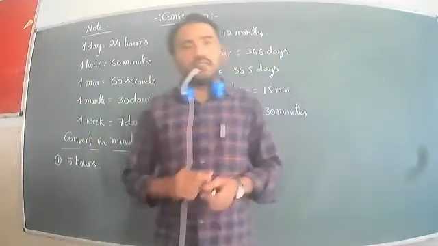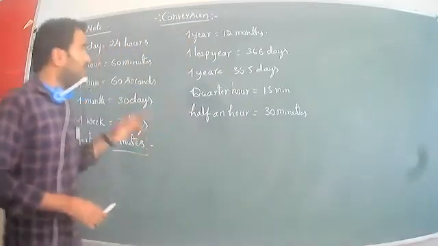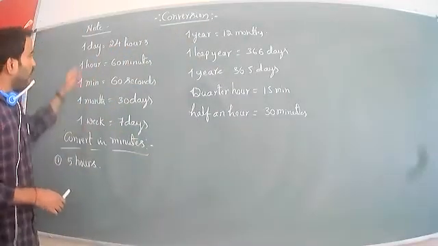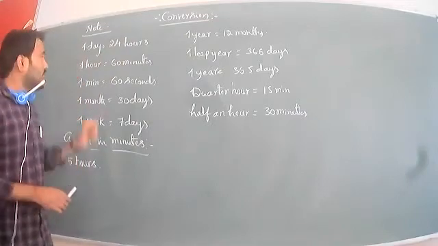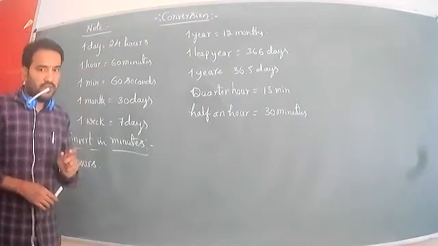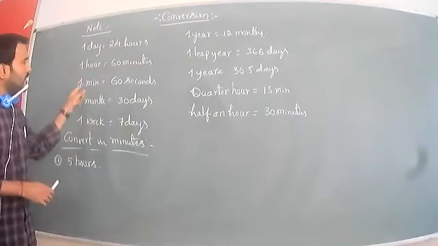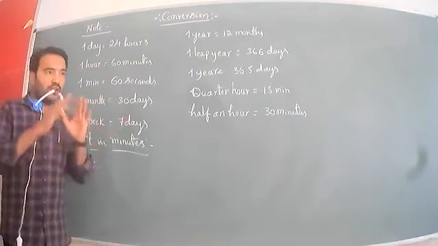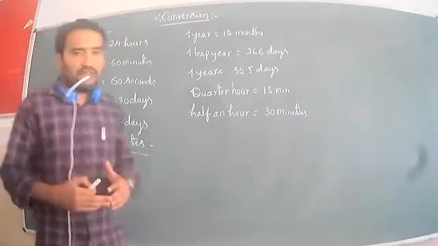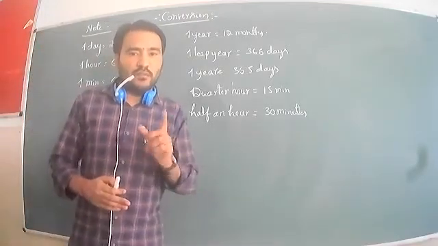Okay, look at this. I note some points here. 1 day equals 24 hours. 1 hour equals 60 minutes, we know that. 1 minute equals 60 seconds. 1 month equals 30 days, so we can take it on average.